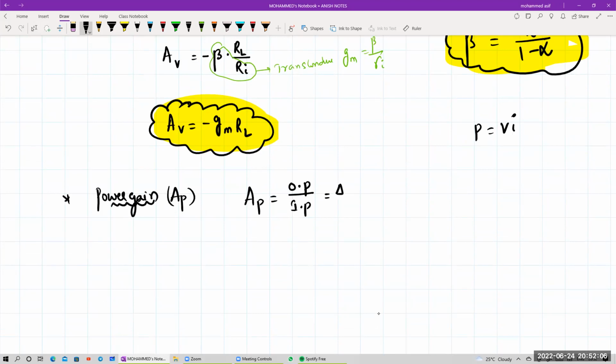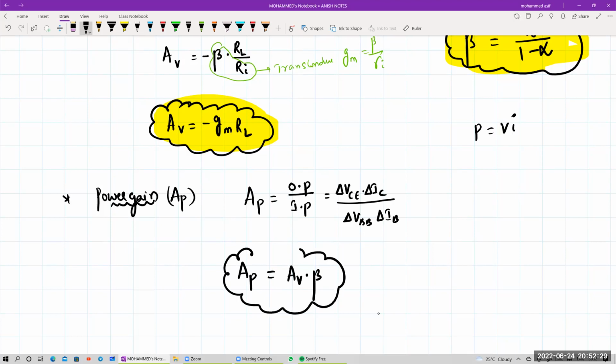Output power is delta VCE into delta IC, divided by input power, delta VBB into delta IB. That means power gain, I can write this output by input, is nothing but AV into IC by IB, which is equal to beta. So power gain will be equal to voltage gain into current gain.